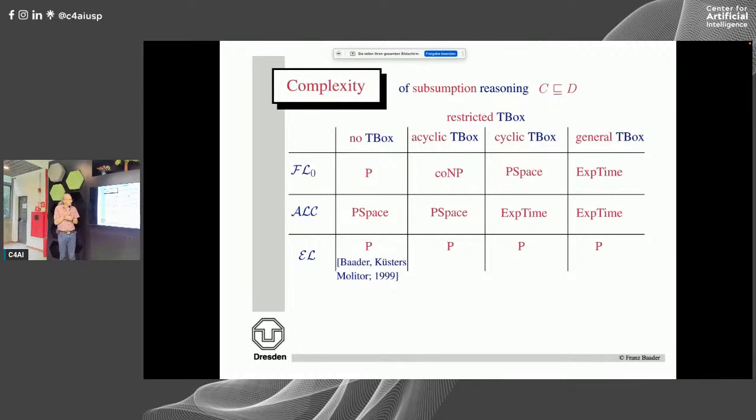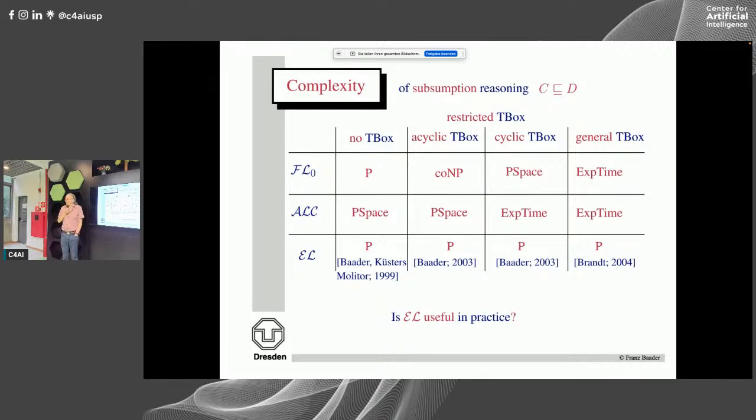We wanted to go to more expressive ones, but then I was able to show that this leaves you in P for acyclic and cyclic T-boxes. And then one of my PhD students was able to show that even for general T-boxes, you stay in P. So it's much nicer. And of course, the question was, is EL useful in practice? When I found these results, I thought, okay, well, nice theoretical results, but probably totally useless in practice, because the language is so inexpressive.